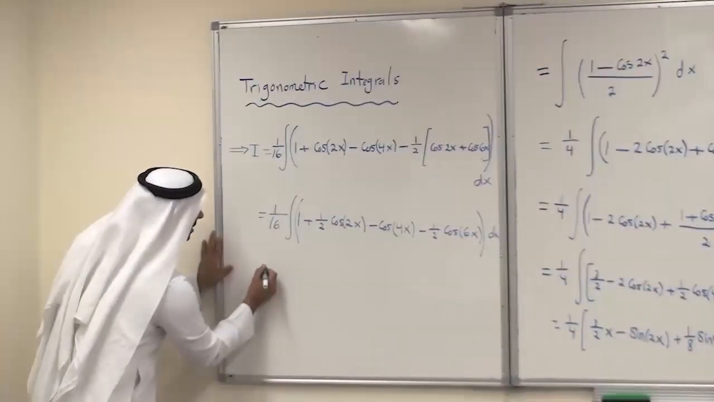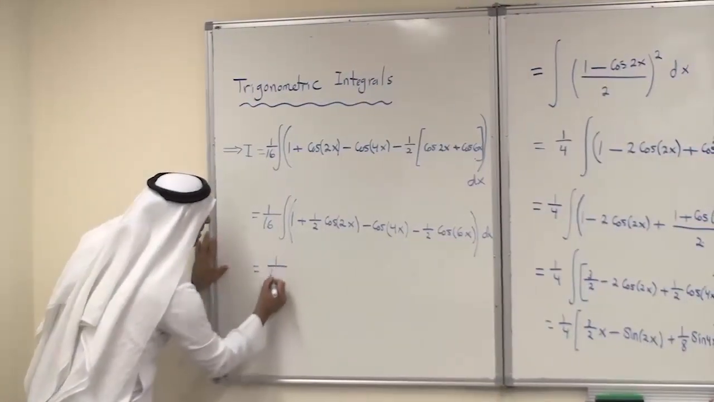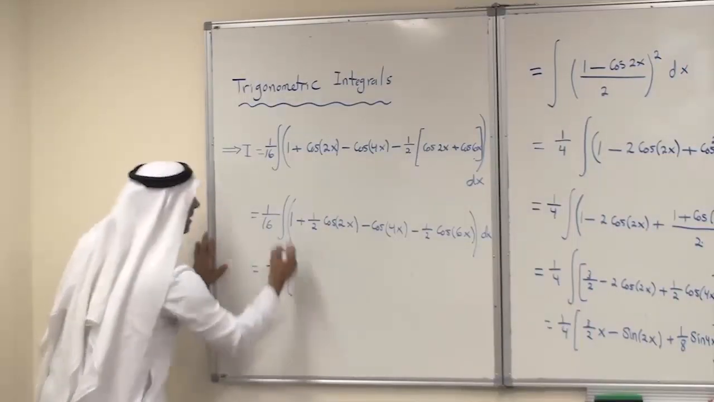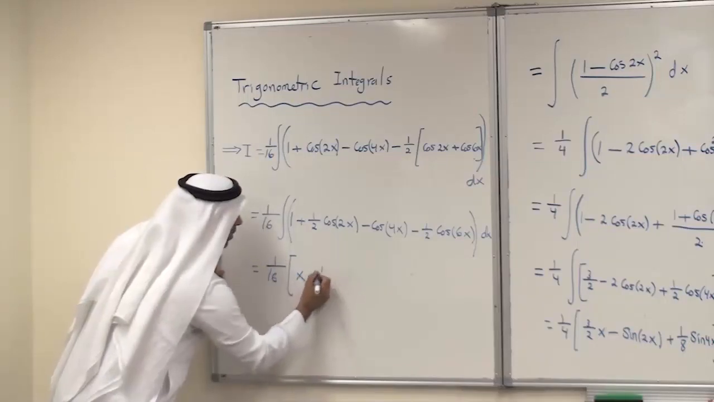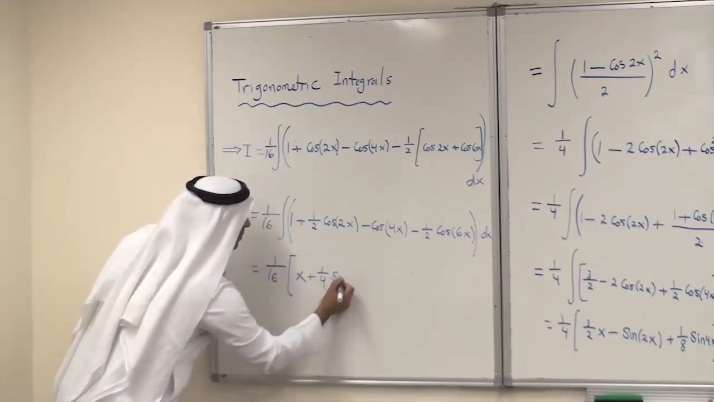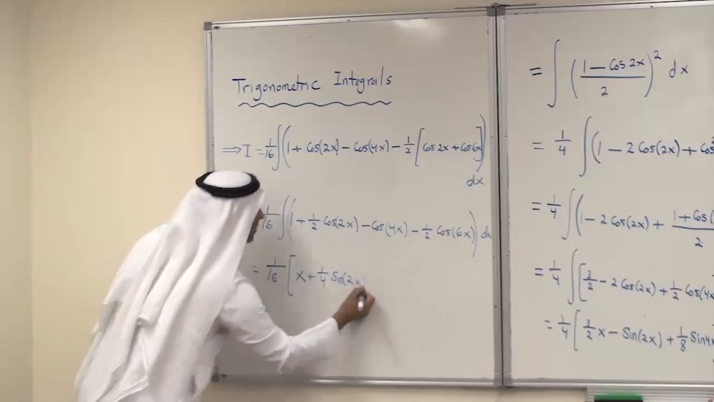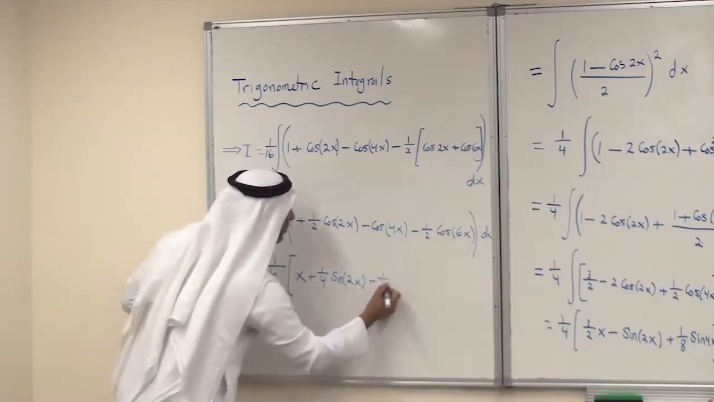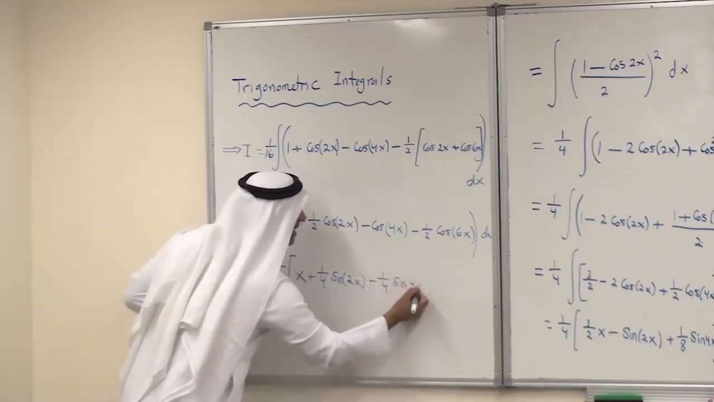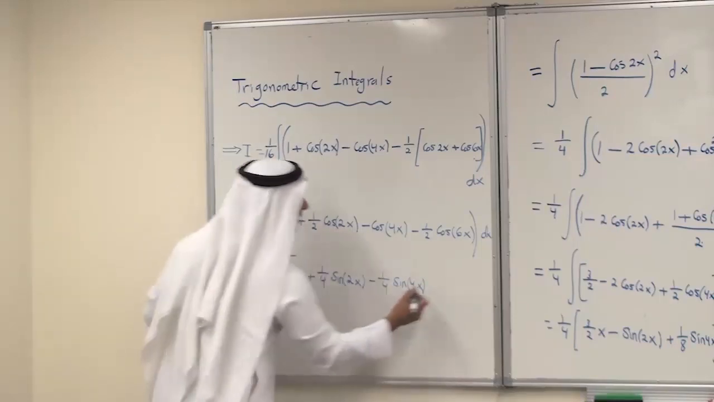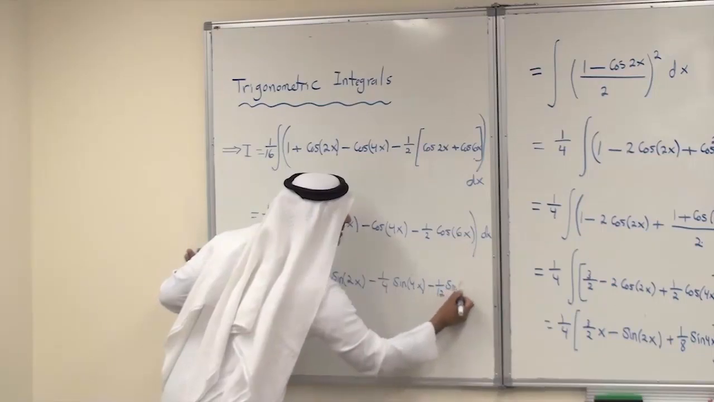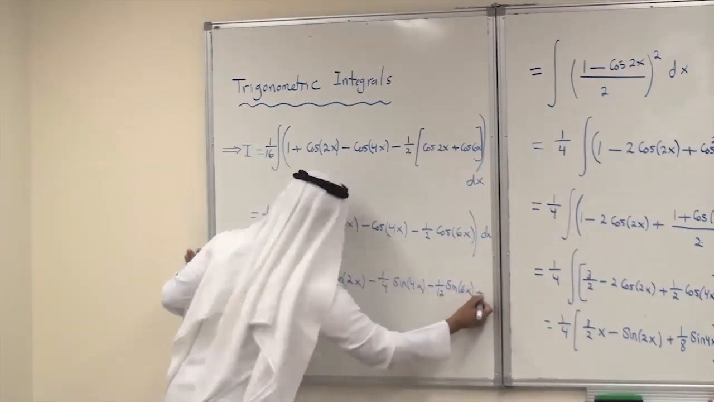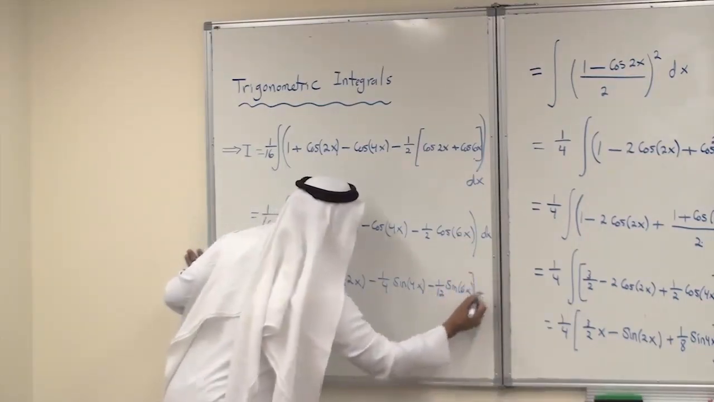And finally now we get the answer, which is equal to what? This is equal to 1 over 16 multiplied by the integral. This will give me x. That will give me plus 1 over 4 sine of 2x. And the next one will give me minus 1 over 4 sine of 4x. And finally, I have here minus 1 over 12, that is sine of 6x, plus a constant of integration, of course, c.